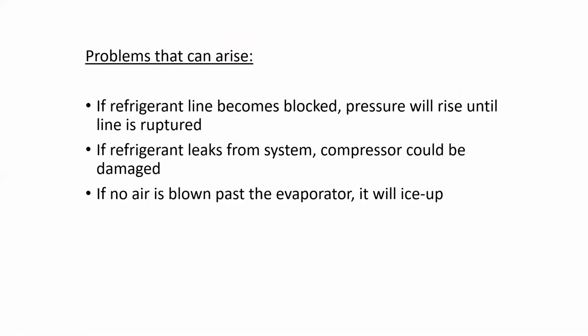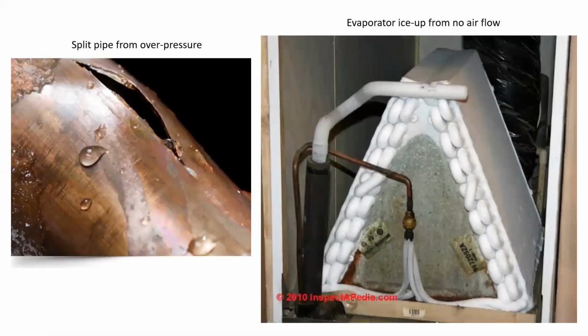Now, problems can arise if the refrigerant line becomes blocked, because pressure will rise until the line is ruptured. And if refrigerant leaks from the system, the compressor could be damaged. Now, if no air is blown past the evaporator, it will ice up. And these are all different types of issues that we can run into when we are troubleshooting or working with a cooling system. This is a split pipe from overpressurization, and on the right we can see an evaporator that is iced up because there was no airflow across it. Eventually it gets iced up so much that there's no way for air to even flow past it. And so we would have to wait for this to then thaw, and what a mess it is.